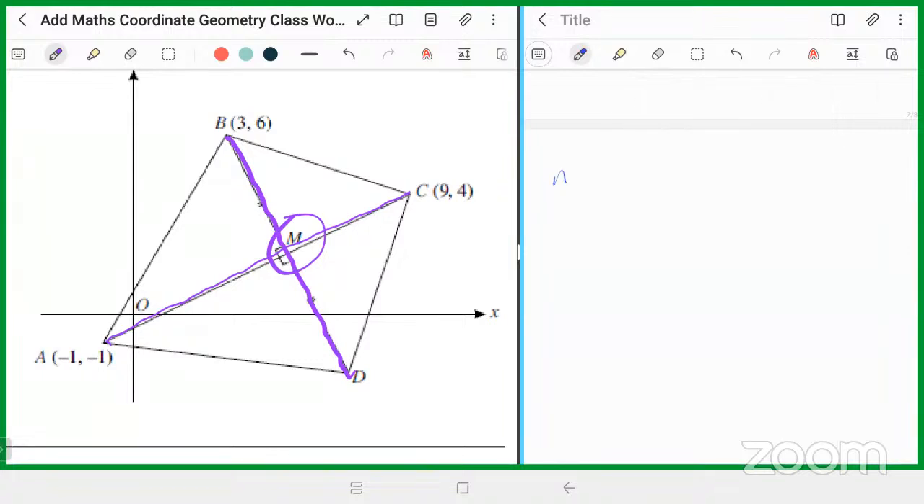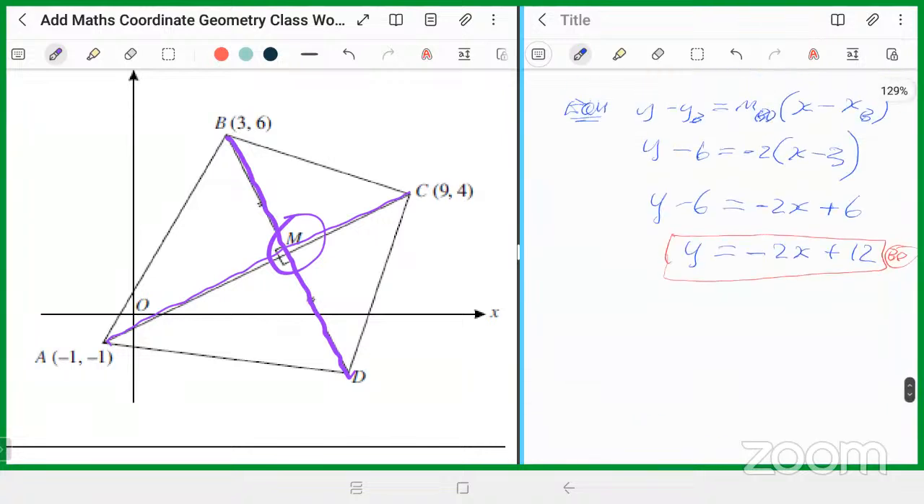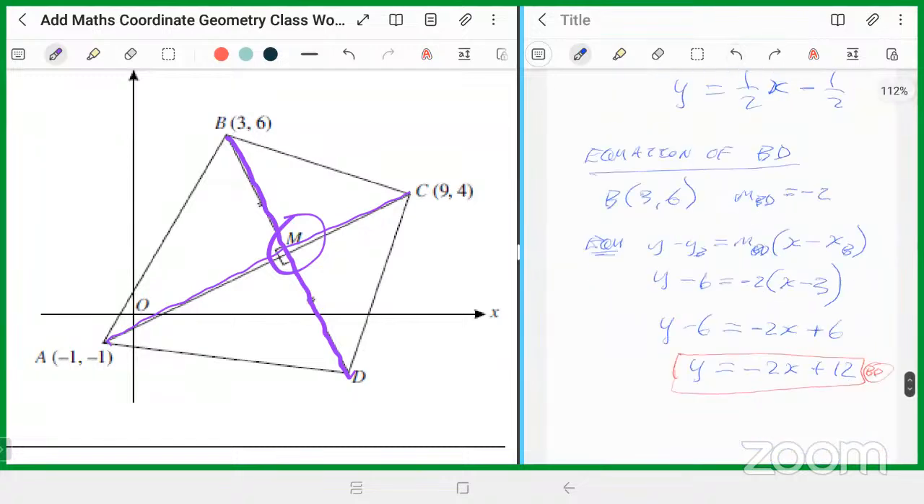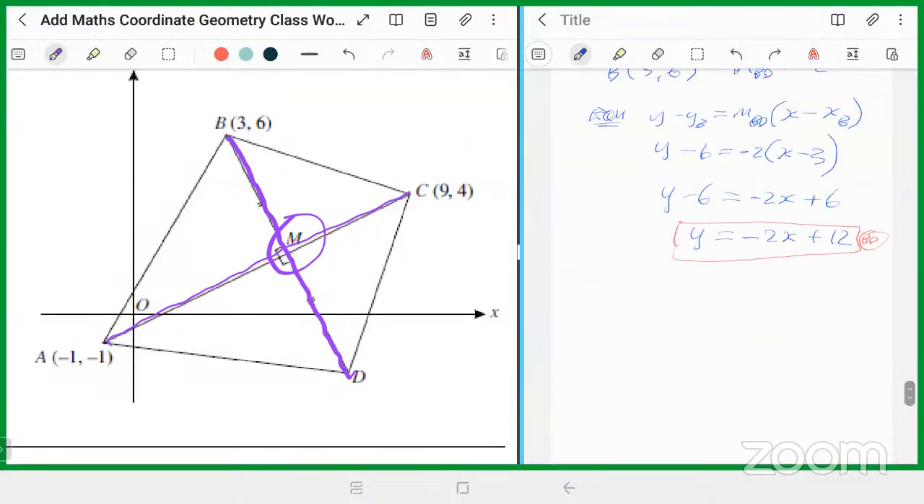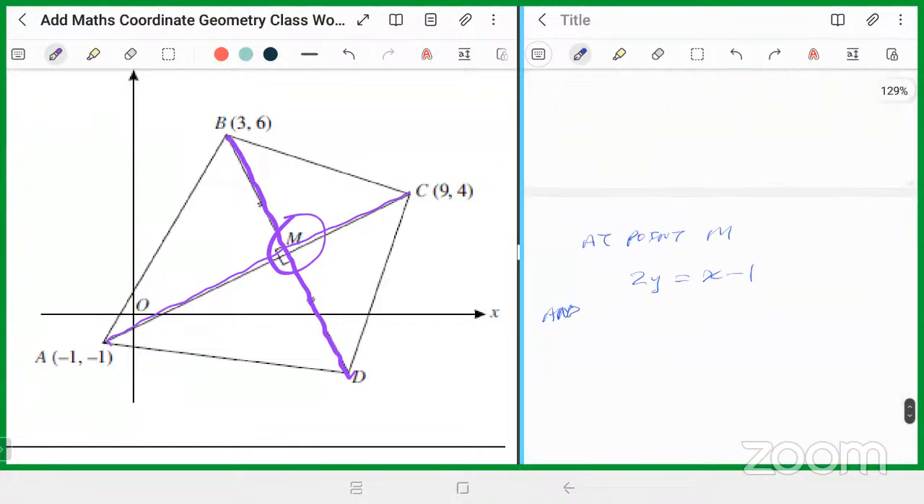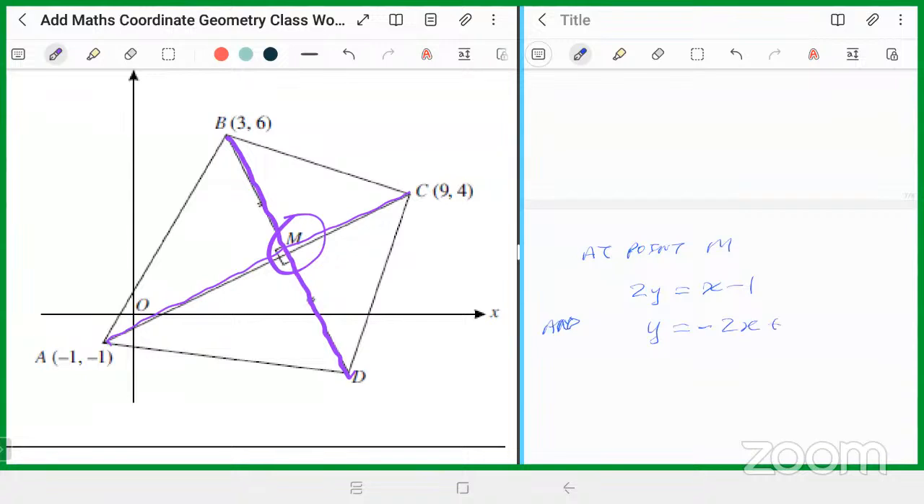I'm going to solve them simultaneously to find the point M. At M, two equations are valid. The first equation was 2y equals x minus 1. And this line also passes through the point M. So y is equal to minus 2x plus 12. To find the point M, I just need to solve these two equations simultaneously. I can use a substitution method, substituting this line, y equals minus 2x plus 12, for this y value. That's not the only way to do it, but I'm just going to sub it like that.